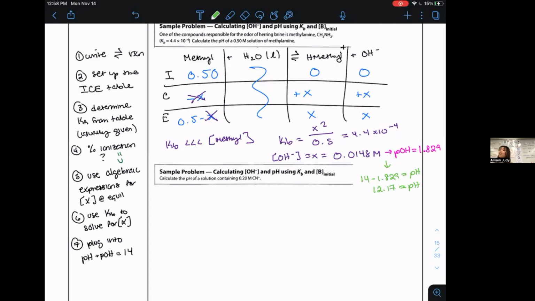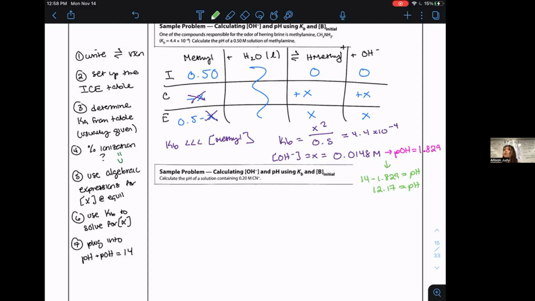And you do have a 1,000-fold difference between the initial and the KB, which tells you that the amount of ion production is so small that it barely impacts your initial concentration. So that's why we consider it negligible. It's just not a value worth tracking at this point. It's not significant enough. Then what you do is you plug into your KB because that is the relationship that you're going from. You're going from a base perspective.